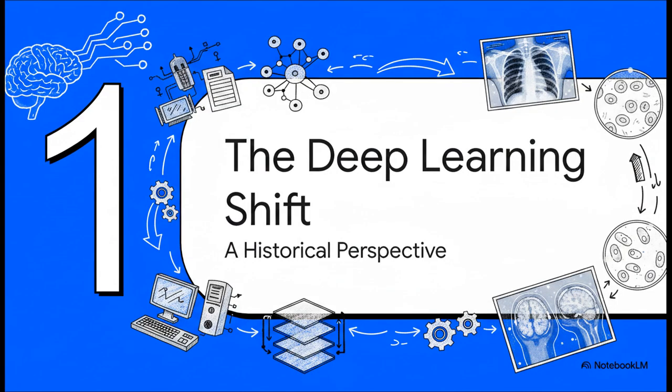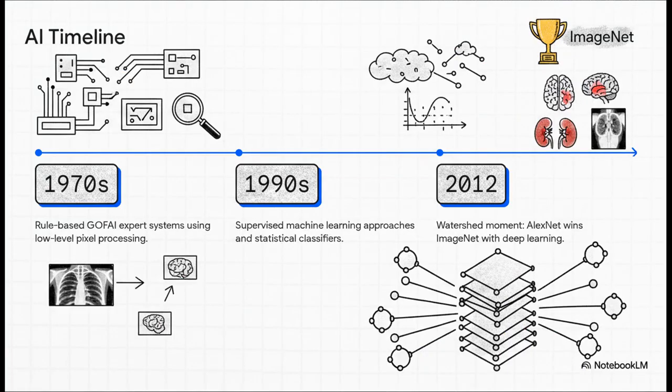Part 1. The Deep Learning Shift. Let's get a little historical perspective. It's honestly kind of wild to look back at the AI timeline. I mean, we literally started with these super rigid expert systems back in the 1970s. Back then, image analysis relied on sequential pixel processing, stuff like edge detectors, line detectors, and mathematical modeling just to fit circles and ellipses. These were compound, rule-based systems, often called GOFAI, or good old-fashioned artificial intelligence. And honestly, they were brittle.